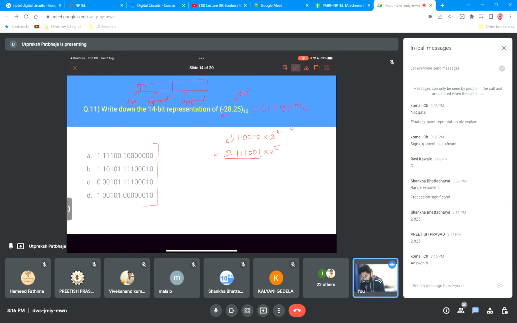So the first bit will be 1, which is for sign. Then we have exponent. So exponent is 2 to the power 5. So we need to show that 5 is our exponent. So 5 in binary will be simply 00101. So this will be it. But again, as you remember from the excess 16 notation, you guys are aware of excess 16 notation, right? Just a quick yes or no will be fine.